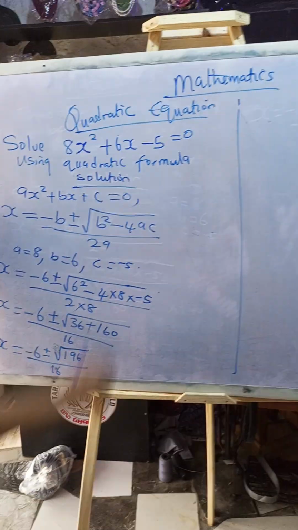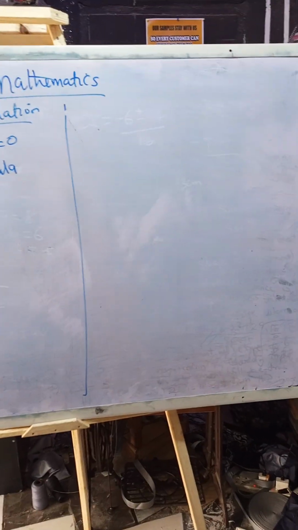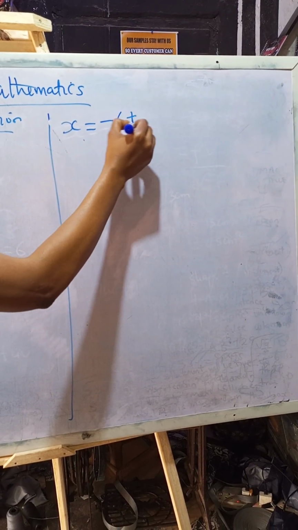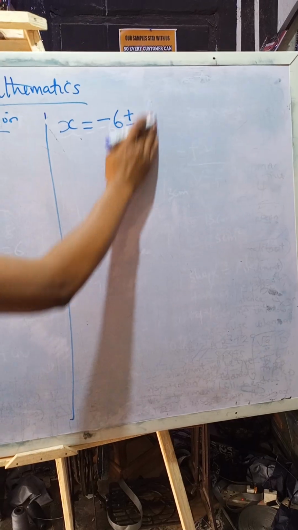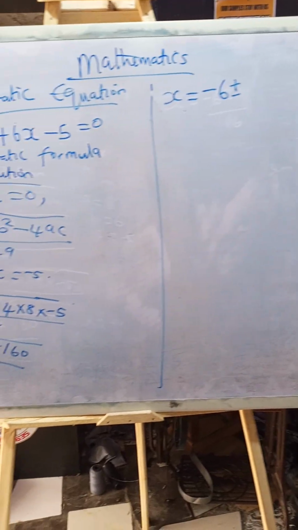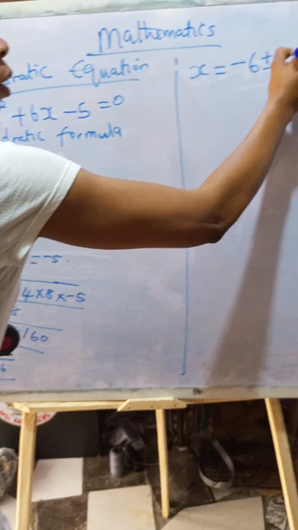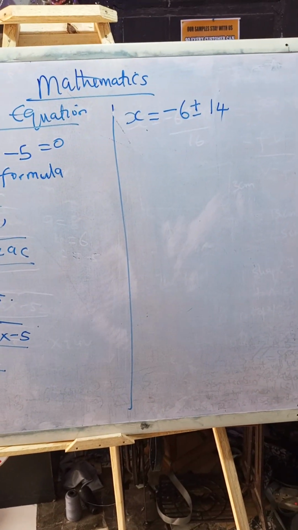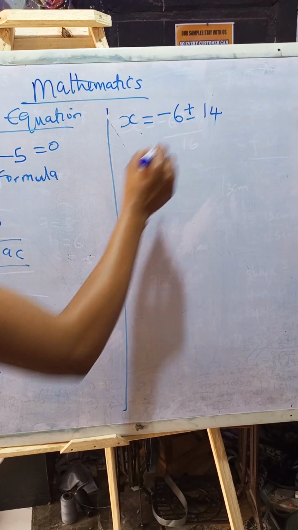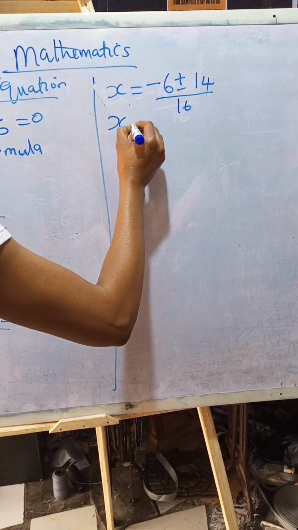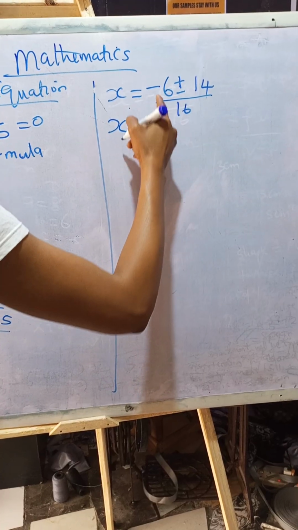So let's continue from here. I have x equal to minus 6 plus or minus square root. Okay, so let's take the square root at this point. What is the square root of 196? It is 14, because 14 times 14 will give you 196. So divided by 16, I have x equal to minus 6.